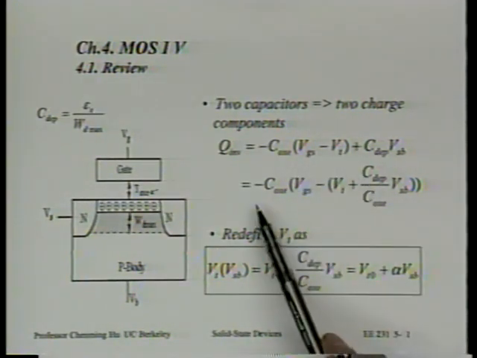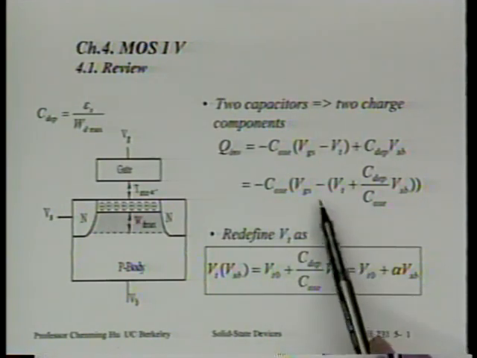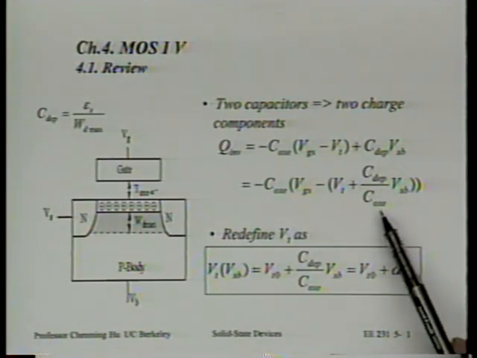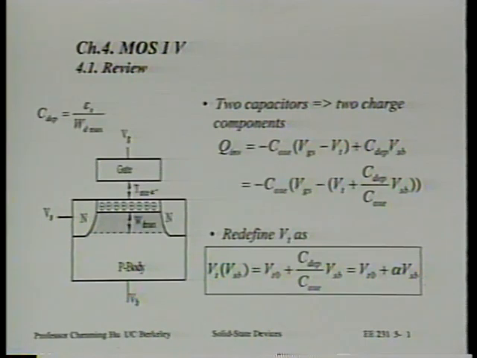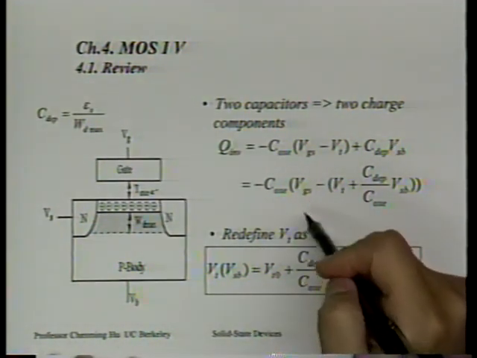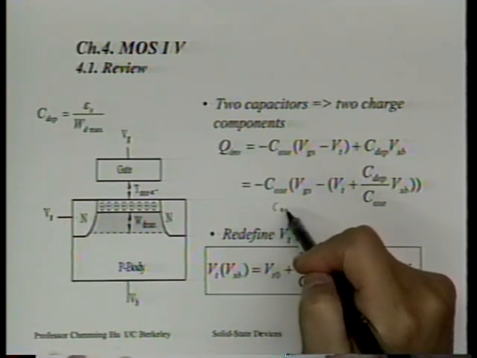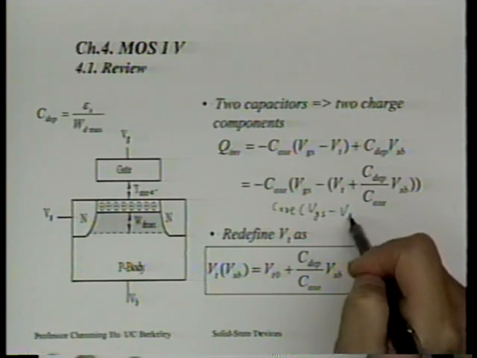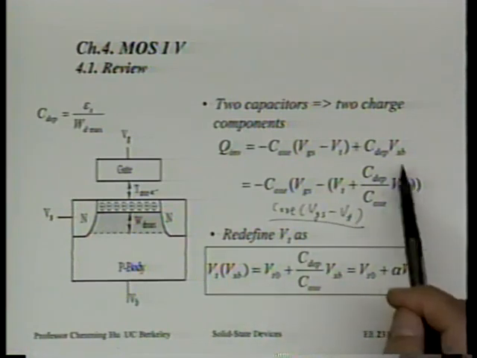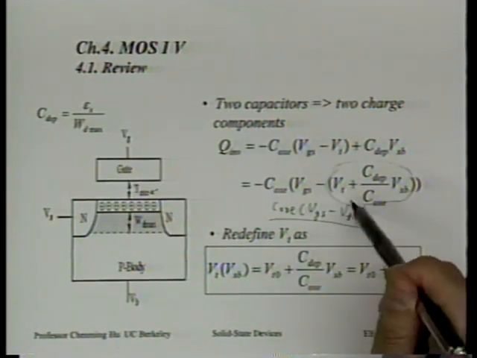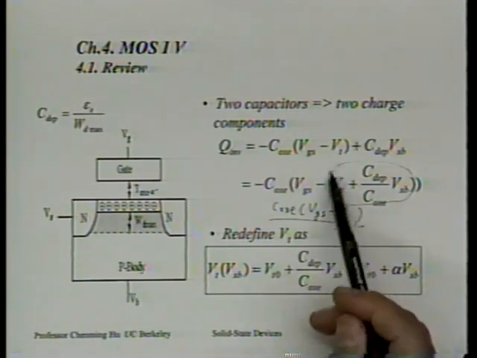So if we collect some terms: minus C_ox E times VG minus parenthesis VT plus C_depletion over C_ox E times VSB. It's nothing new, just collecting terms. Now, if we compare this with our usual expression of C_ox E (VGS minus VT), that's our usual expression for Q inversion, then it's very reasonable that we should either redefine VT or generalize the definition of VT. VT really is not a constant. This whole thing should be called VT.